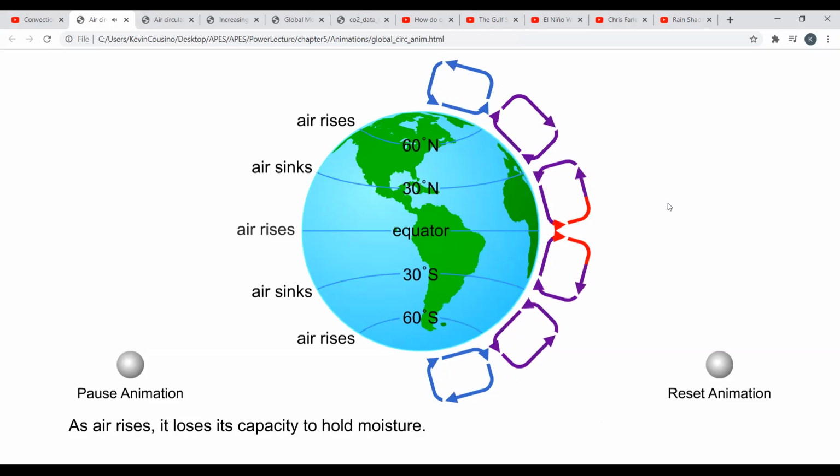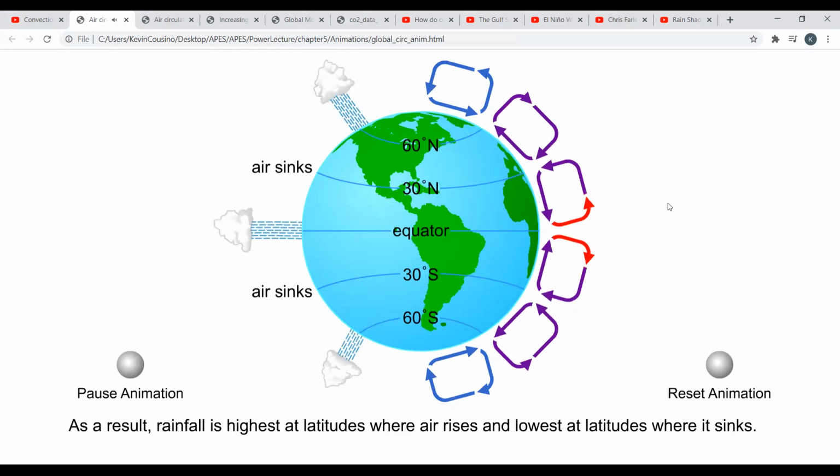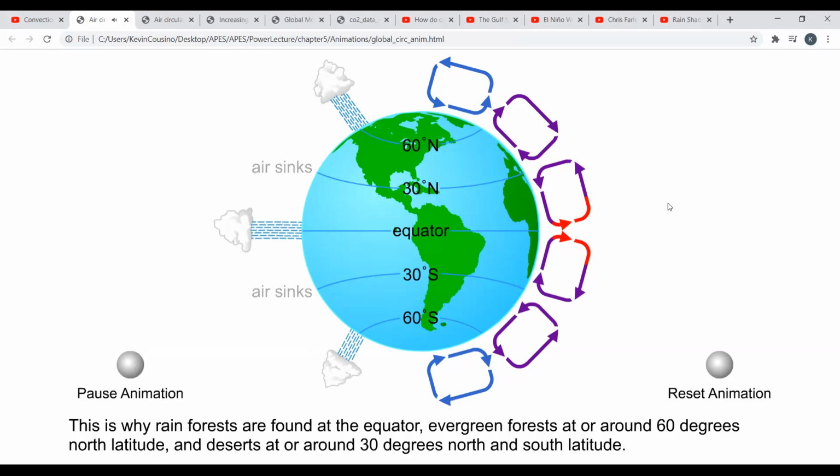As air rises, it loses its capacity to hold moisture. As a result, rainfall is highest at latitudes where air rises and lowest at latitudes where it sinks. This is why rainforests are found at the equator, evergreen forests at or around 60 degrees north latitude, and deserts at around 30 degrees north and south latitude.